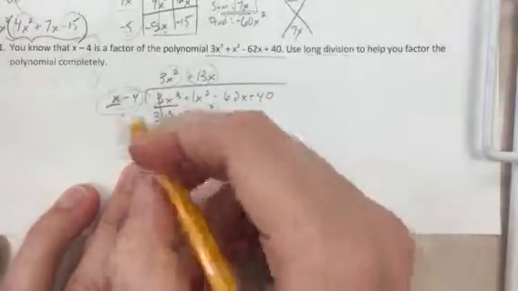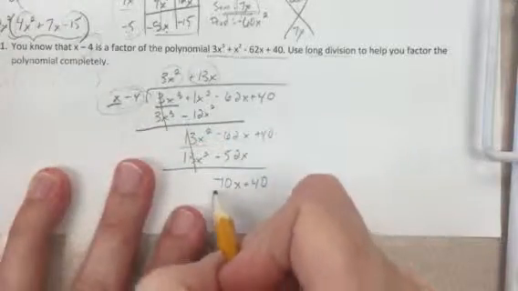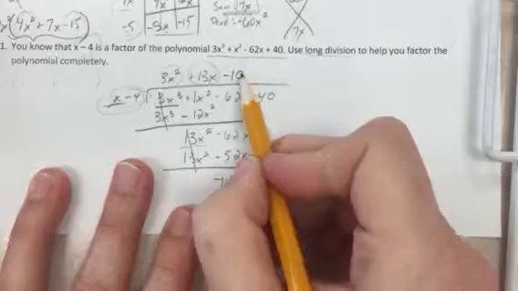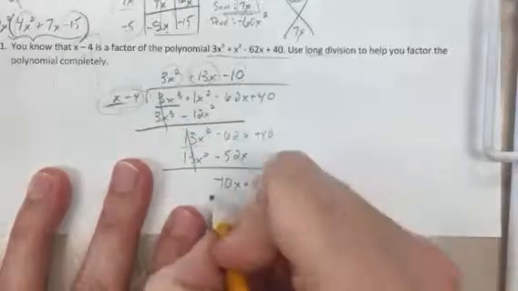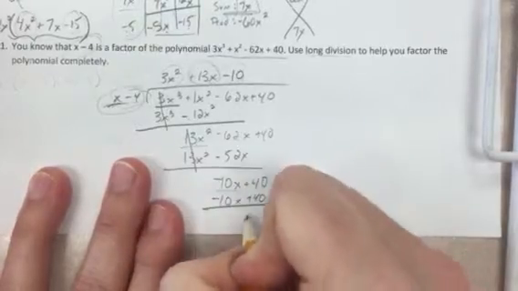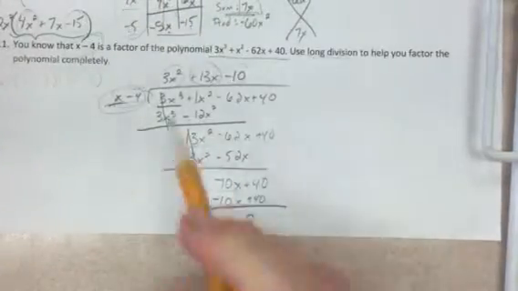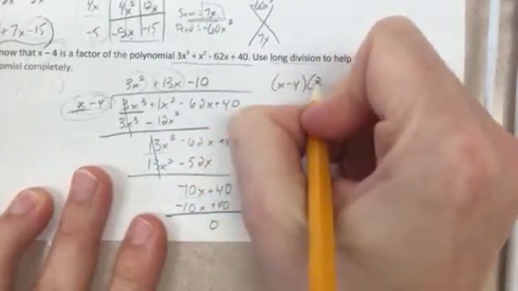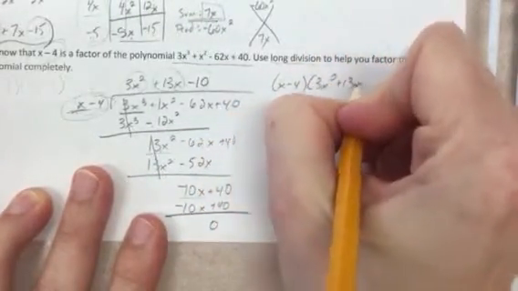Now I've brought this down, so now I just, again, divide this by this, and that gives me negative 10. Now I distribute this times this, negative 10 times x minus 4 is negative 10x plus 40, and that's the remainder of 0, which we knew would happen because we knew that was a factor, right? So here's the thing, this is the new factored form, right?